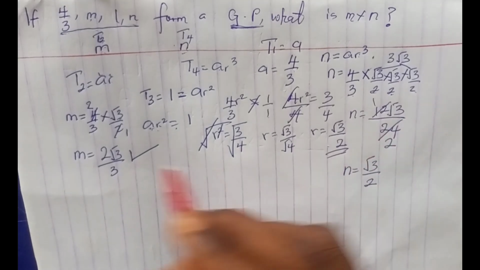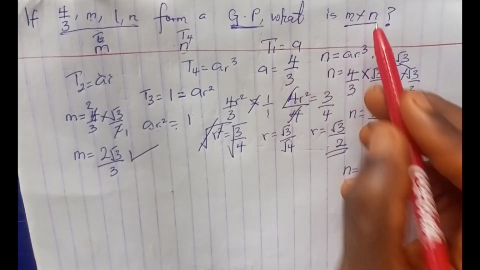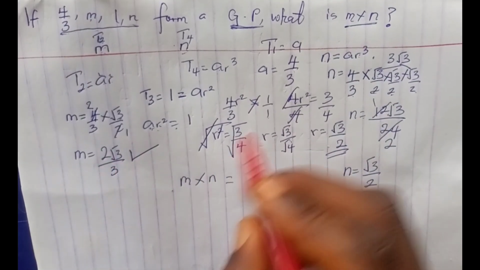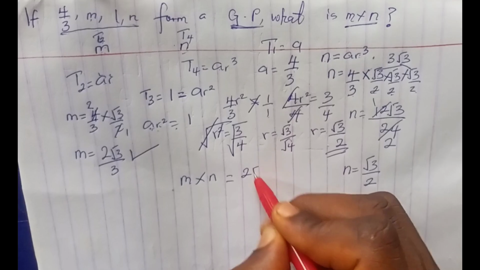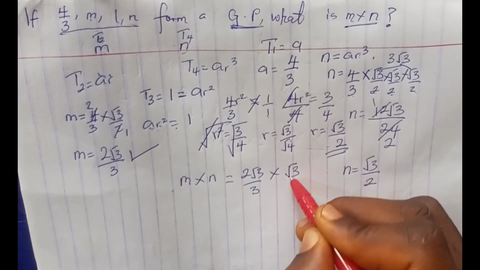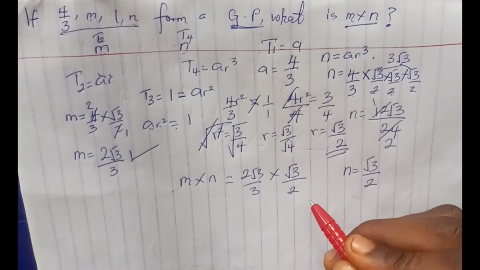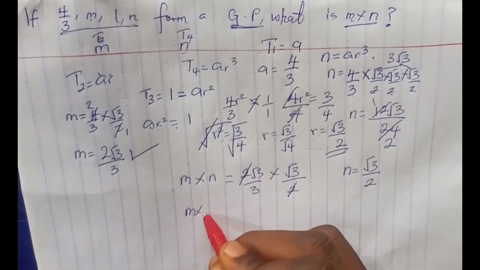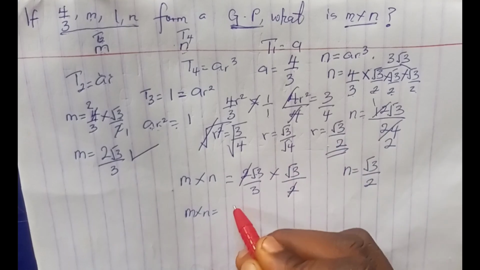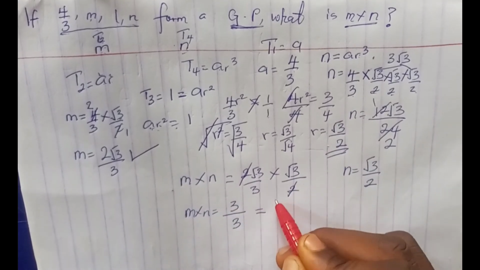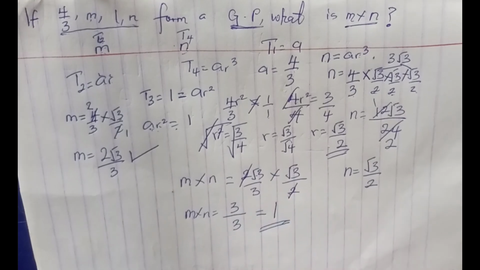Does it make sense? So recall that we are asked to find m times n. So m times n will be m, which is 2 root 3 over 3, times n, which is root 3 over 2. Is that clear? So 2 can cancel 2, right? So I have that m times n is equal to root 3 times root 3. That will give us 3 all over 3, right? So 3 divided by 3, the answer is 1. And that's our final answer.